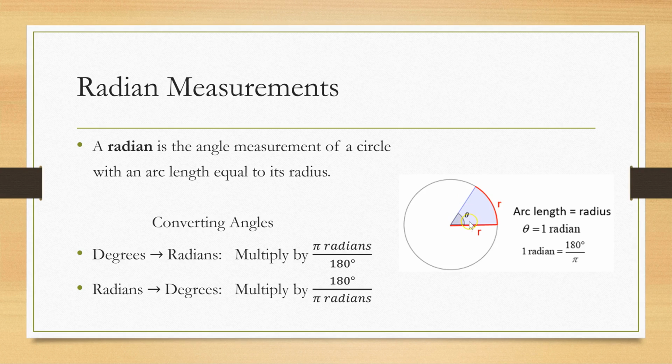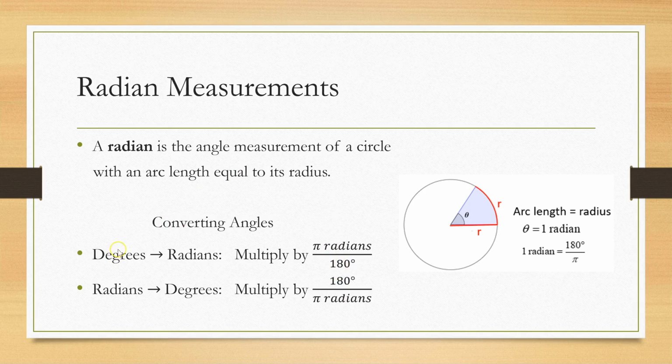It might seem very strange to care about the angle where the arc length is equal to the radius, but it comes in very handy when we start doing a lot of our calculations with unit circles and rotations around circular objects. That's why we use a radian. The important conversion fact here is that pi radians is equal to 180 degrees. So when we're doing our conversion, it's always going to be 180 over pi or pi over 180, depending on which way you're converting.